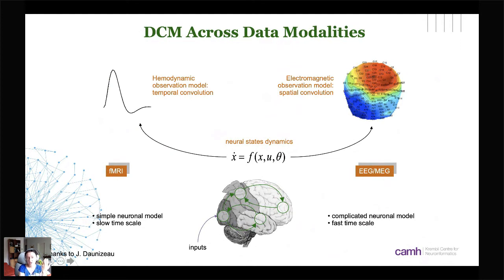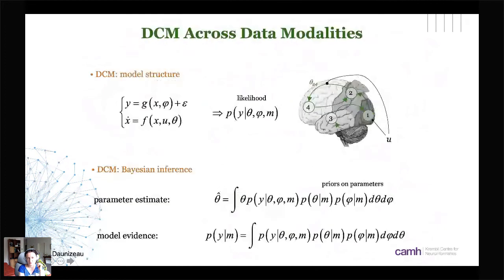Okay, and in the case of EEG, we have a complex neural model, fast time scales, and a simpler forward model that tells us how membrane potentials propagate through scalp tissue. So just as for fMRI, the neuronal state equation is coupled with an observation model that gives you the likelihood function. And the likelihood function tells you how likely any data that you might measure is, given a set of parameters that describe the evolution of the hidden states.